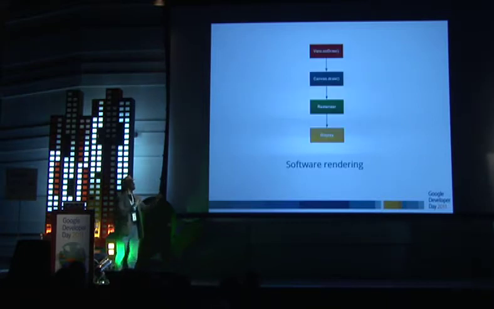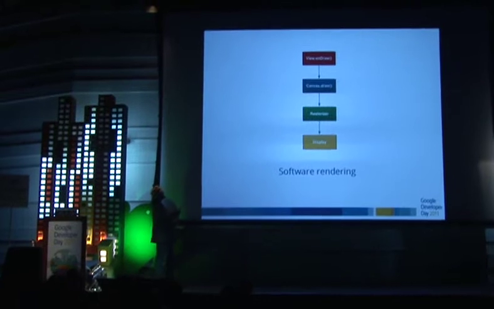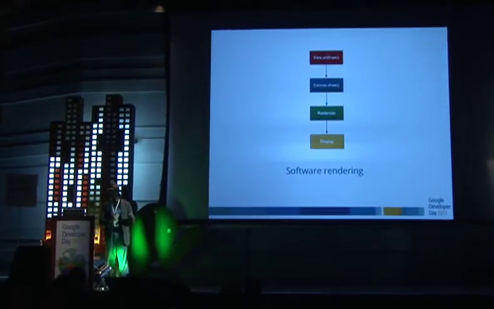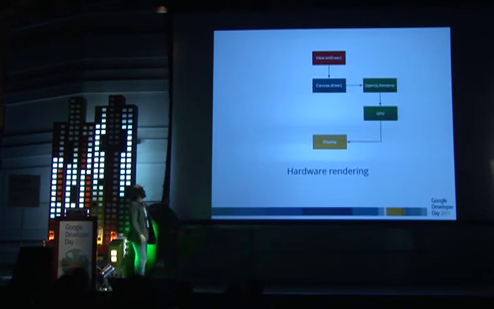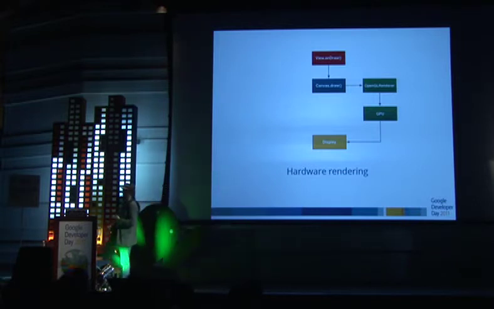So with software rendering, it looks like this. Each view is drawn, and that draws to a canvas. The canvas is then responsible for rasterizing it, and it goes to the display. But when we add in hardware, after the canvas is drawn, it goes to this OpenGL renderer, which goes to the GPU. This is a very high-level view of what happens.